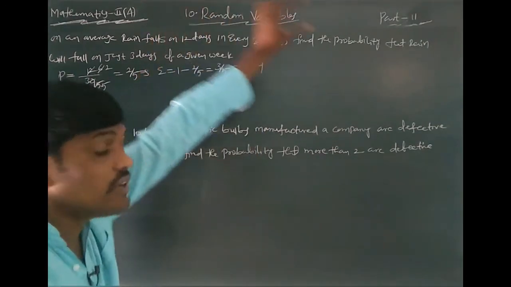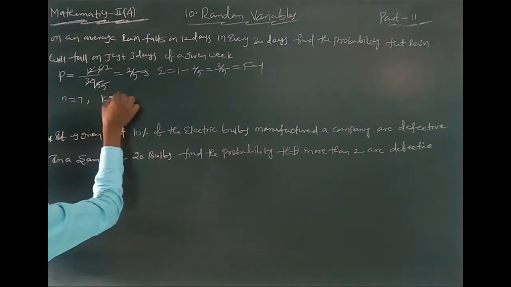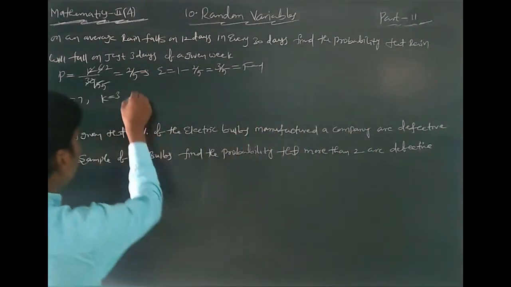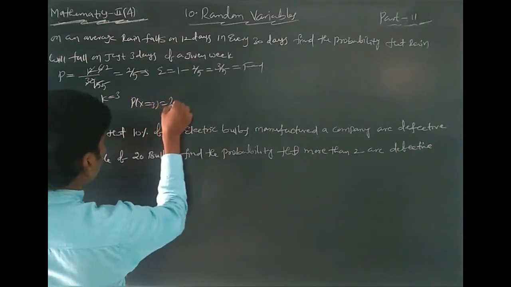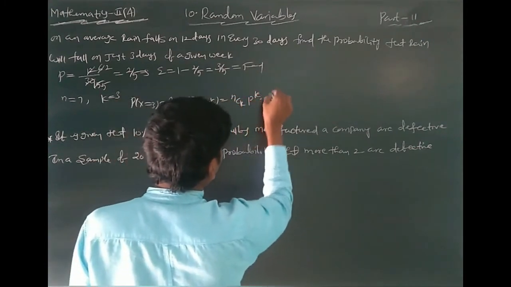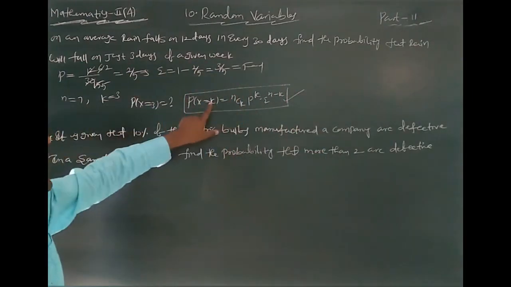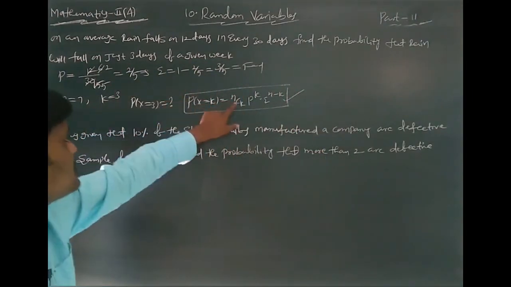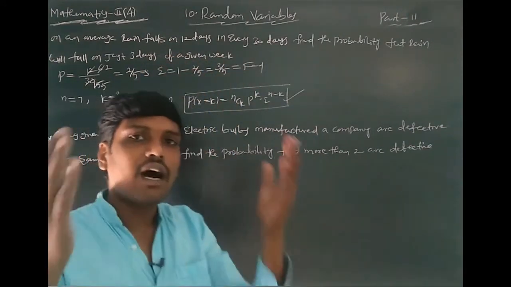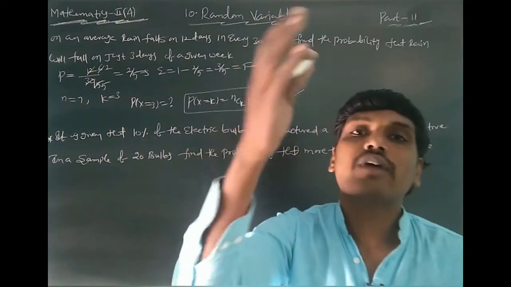After that, in a given week, how many days? 7 days. In 7 days, exactly 3 days. Just 3 days, nothing but exactly 3 days. You can find P of x is equal to 3. How much? You can use the formula P of X is equal to k is equal to nCk p power k q power n minus k. In this binomial distribution formula, you can write k value is 3, n value is 7, p value is 2 by 5 and q value is 3 by 5. You get the answer. That is the probability of just 3 days out of a given week.